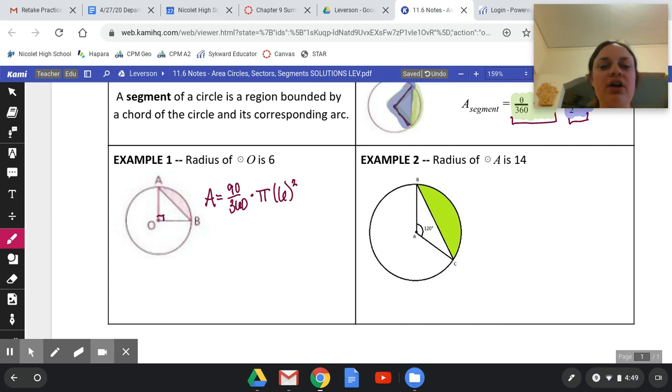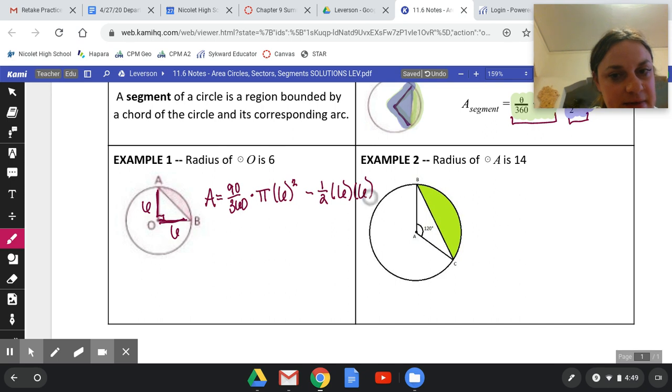I am just looking for the area of the segment. So I have to subtract away the triangle that is created, 1/2 base times height. Well, this is why this first example is so easy. My base and my height are both created by a radius. So I would subtract 1/2. My base is 6. My height is 6.